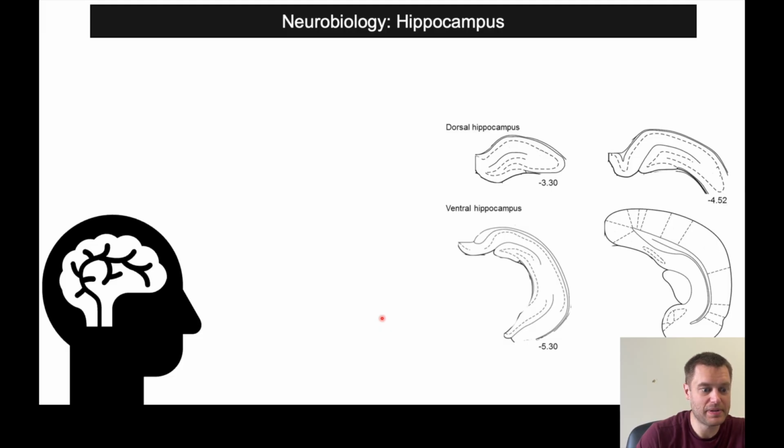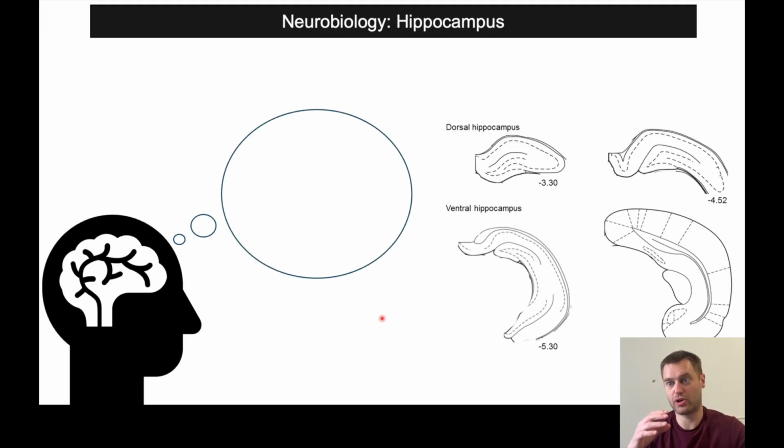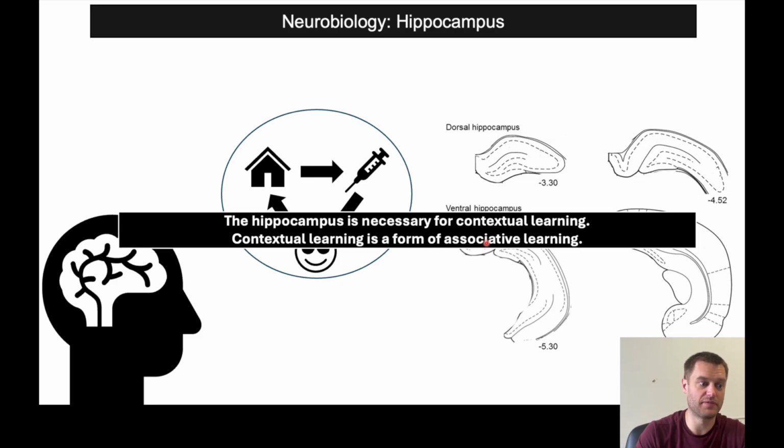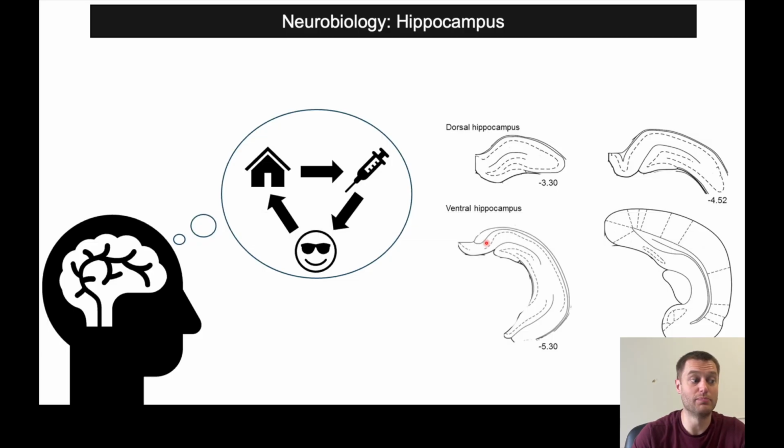So the hippocampus, like I said, is important for both contextual and emotional information, and there are two subregions of the hippocampus, which are the dorsal and the ventral hippocampus. The dorsal hippocampus is important for contextual learning, while the ventral hippocampus is important for emotional learning.